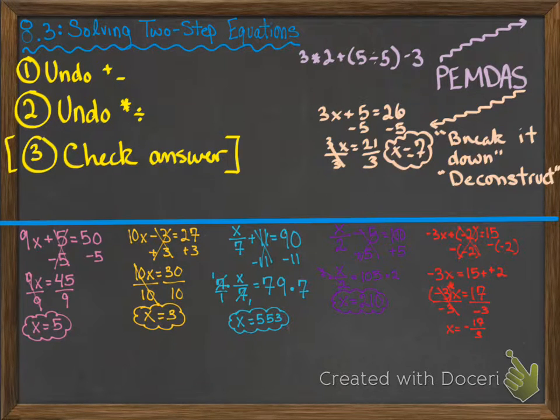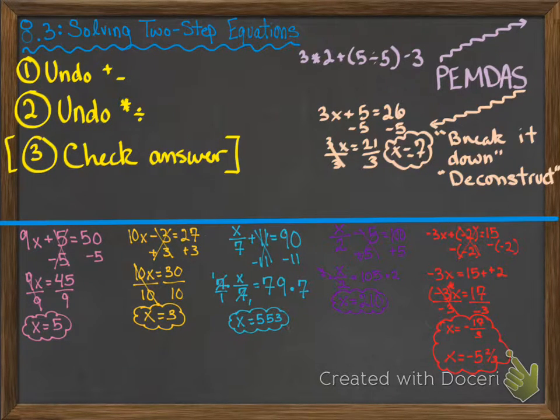That is as simplified as it gets, or we could change it into a mixed number. How many times does 3 go into 17? Well, it goes into 17 five times because 5 times 3 is 15. If you pull 15 out of 17, you're left over with 2. So x equals negative 5 and 2/3. So both of those would be fine, acceptable answers.